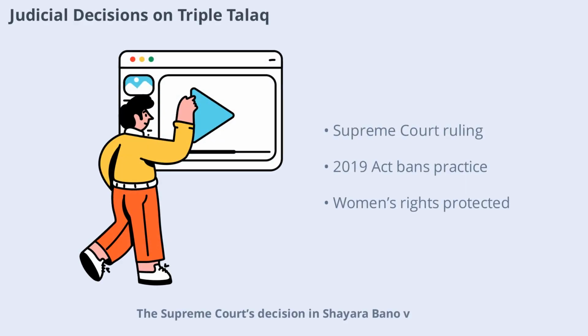Supreme Court's decision in Shayara Bano v. Union of India, 2017, declared instant triple talaq unconstitutional. The Muslim Women Protection of Rights on Marriage Act, 2019, further cemented this by making the practice illegal and void, ensuring that Muslim women are protected from arbitrary divorce.